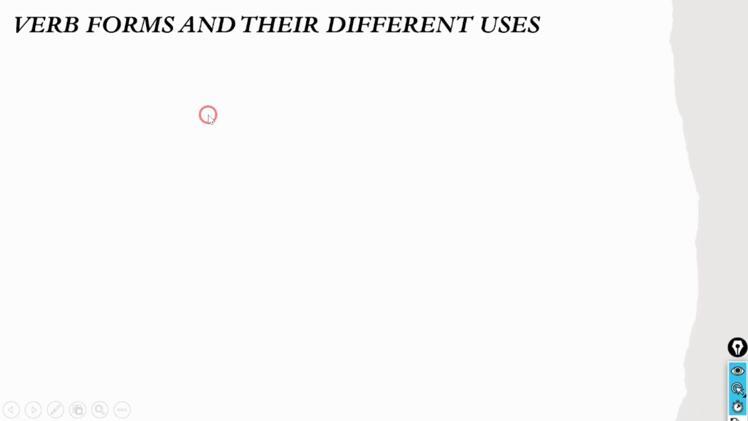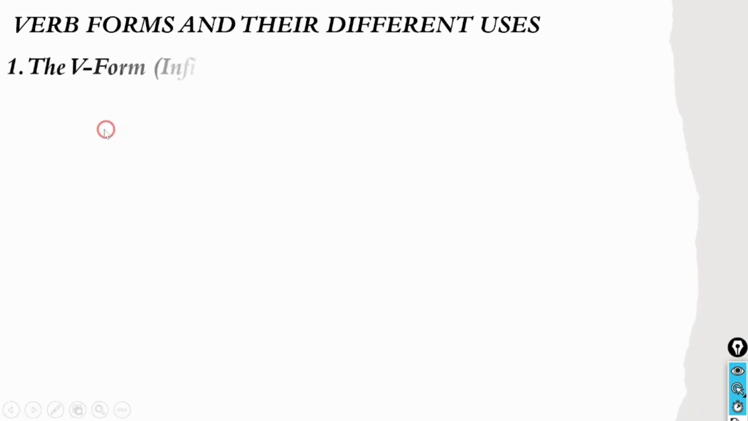So we will be looking at the verb forms now. We have looked at the verb as what it is, as a word that expresses action, and as a word that indicates a state of being or occurrence. Now we are looking at verb forms and their different uses, or rather the forms in which verbs can be put and how these forms are used.